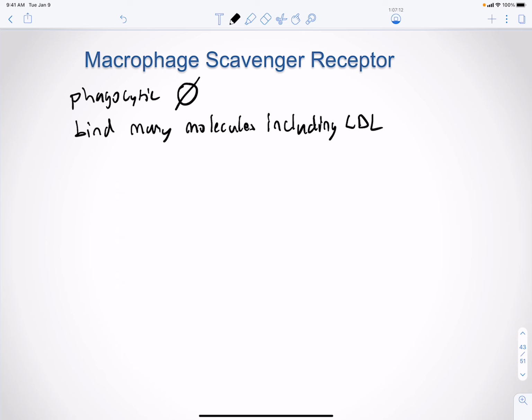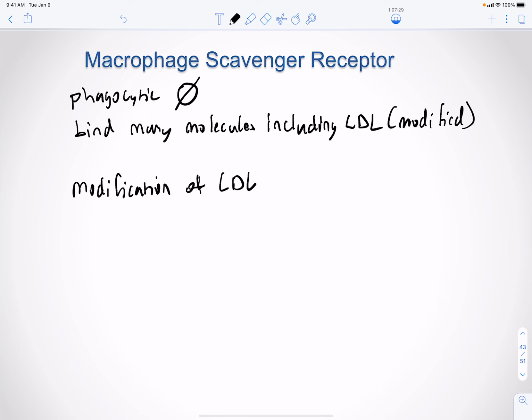LDLs first have to be modified in order to be bound by the macrophage scavenging receptor. So modification of LDL is natural. It occurs naturally through the metabolism of these lipid particles, and it's going to involve oxidative damage. They are lipids, so they get oxidatively damaged. And then the macrophages can bind to these oxidatively modified LDL particles.